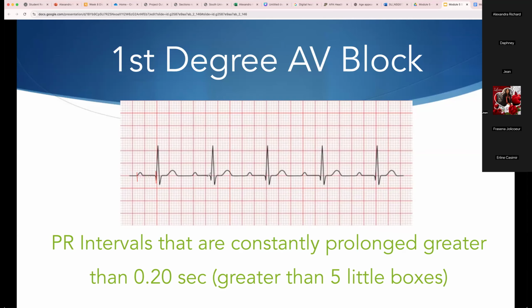But either way, if you were to count all of these, you would see it's all 7.5, 8. And so you would see, because it's always the same and it's always delayed, that is what we call first degree AV block. So write that down. If it's always the same and it's always delayed in terms of PR interval duration, it's first degree AV block. So if it's always 6 boxes for the PR interval, or always 7, always 8, it's always too much and it's always the same, that's first degree AV block.